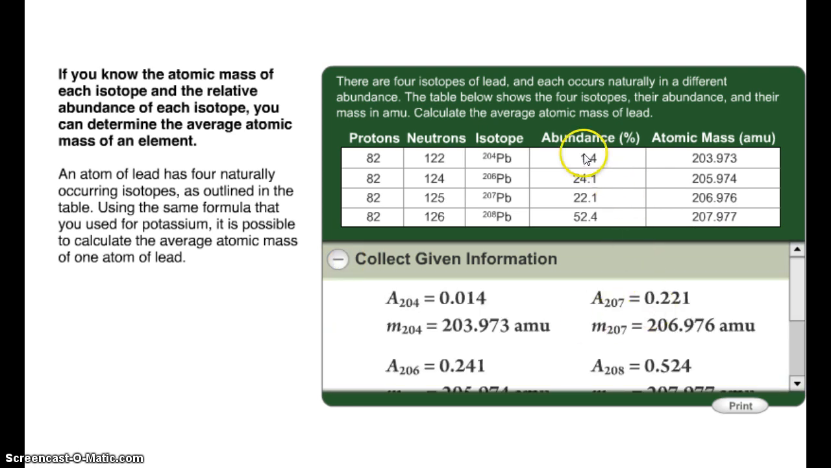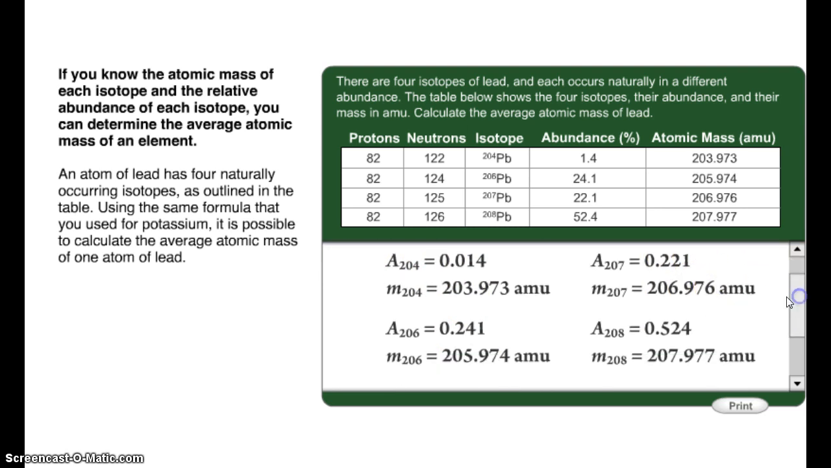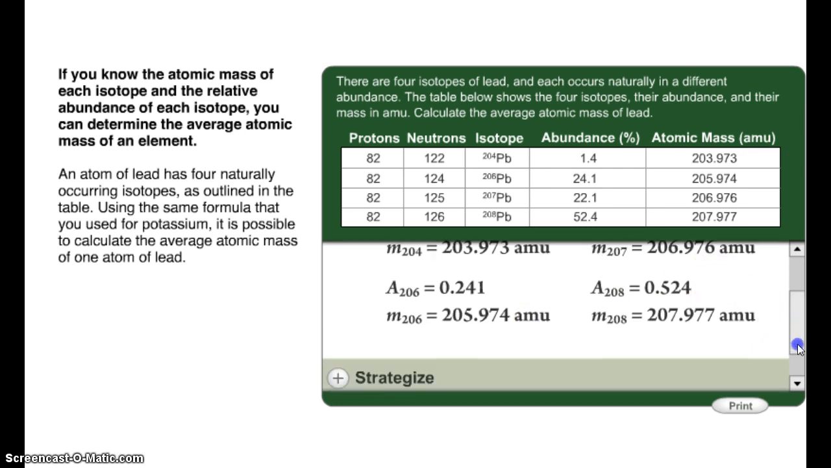Collect our information. We changed all of our percents into decimals by dividing by 100 or moving the decimal 2 places to the left, and then we wrote down the mass. So percent as a decimal and the mass.